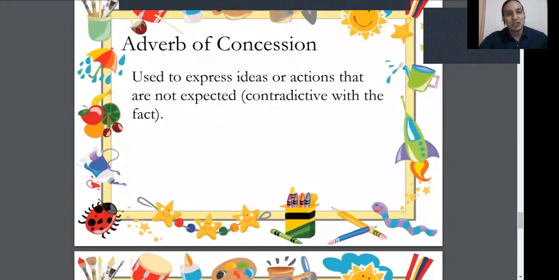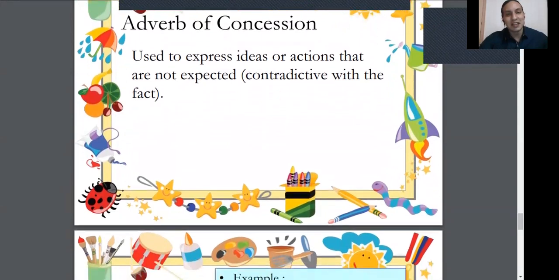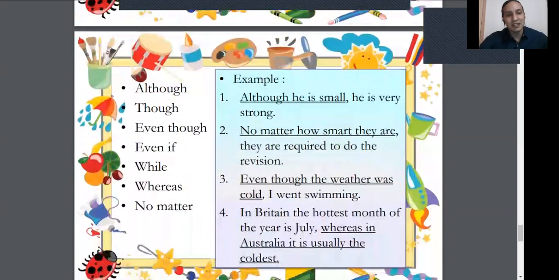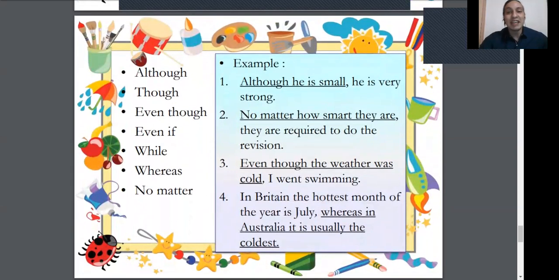Adverbs of concession are used to express ideas or actions that are not expected, contradictory to the fact: although, though, even if, while, whereas, no matter. Don't forget to pronounce that one right after a while: whereas, whereas. Although he is small, he is very strong. No matter how smart they are, they are required to do the revision. Even though the weather was cold, I went swimming. In Britain, the hottest month of the year is July, whereas in Australia, it is usually the coldest.